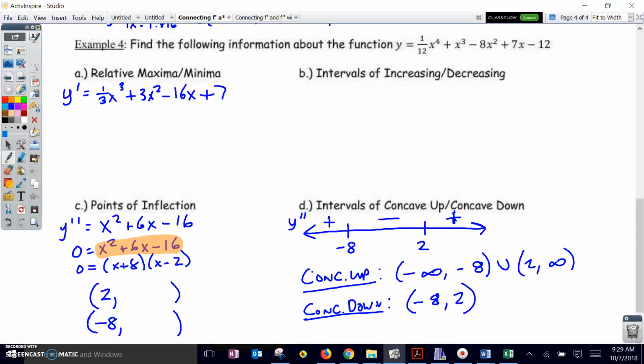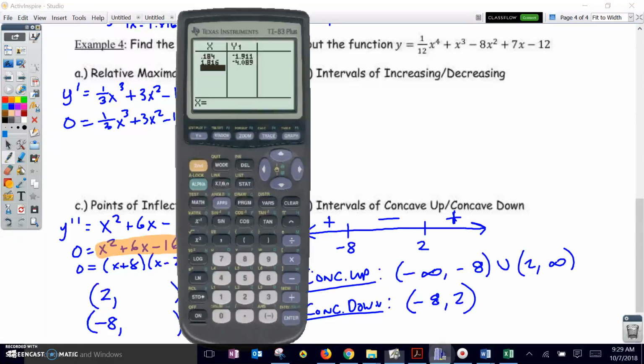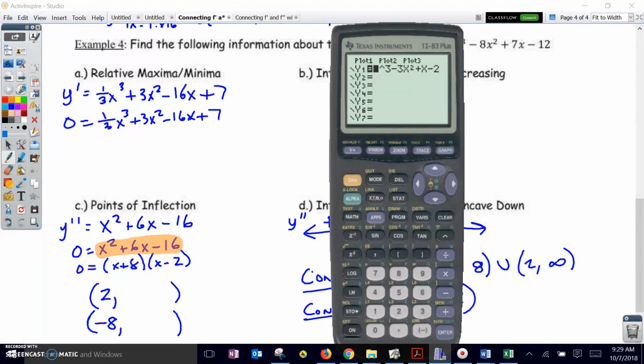And all I need yet is the y coordinates for the original function. We'll hold off on that for a minute. Alright, next I need to figure out where y prime is equal to 0. So I set my first derivative equal to 0, and I'm going to go ahead and use my calculator on this one to find these zeros: 1/3 x to the 3rd plus 3x squared minus 16x plus 7.